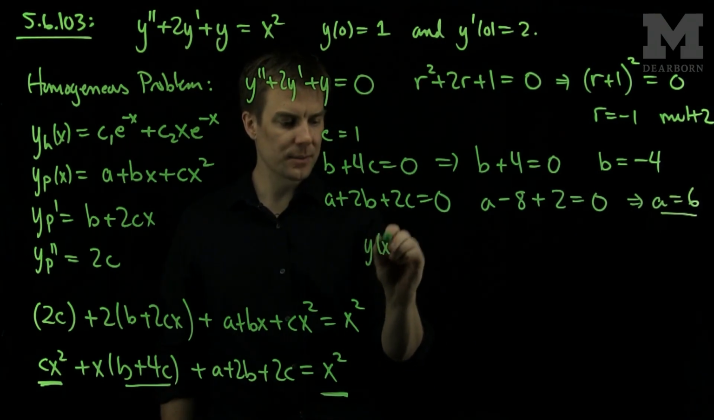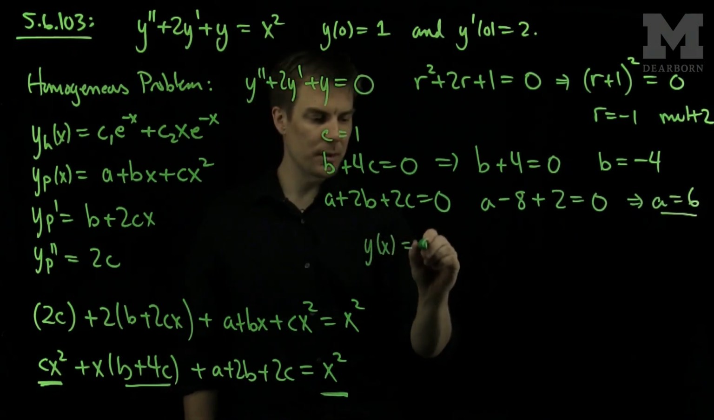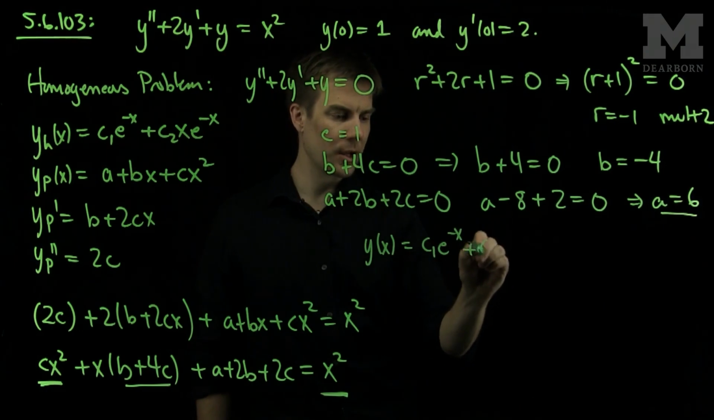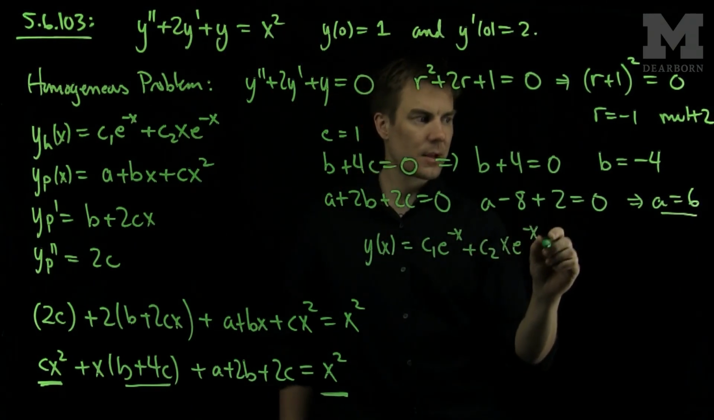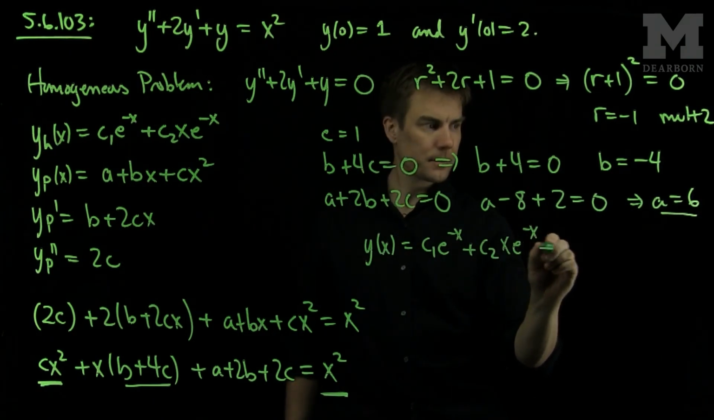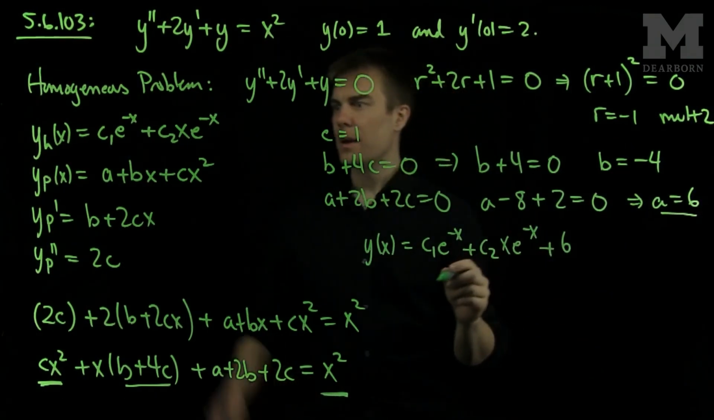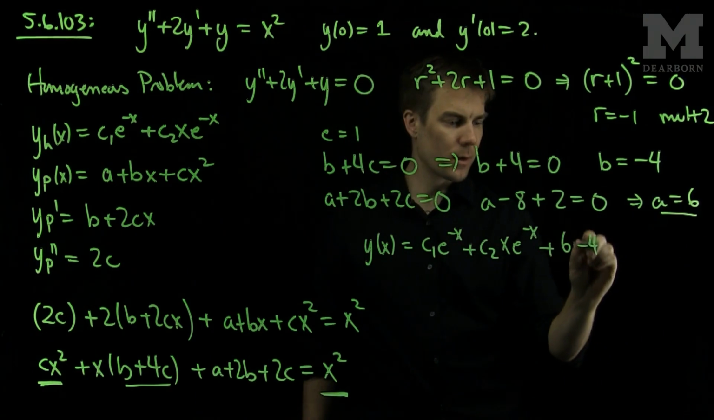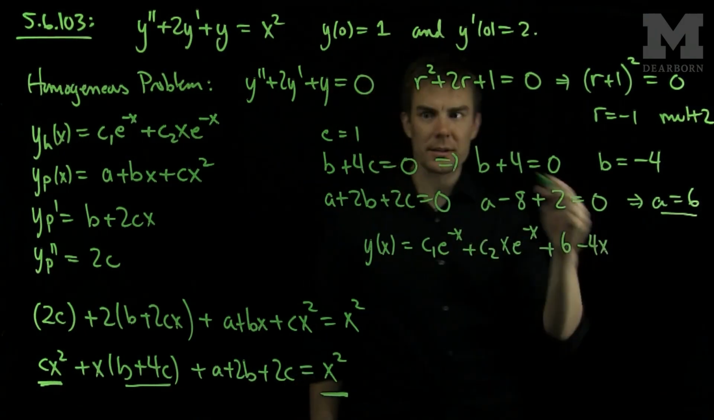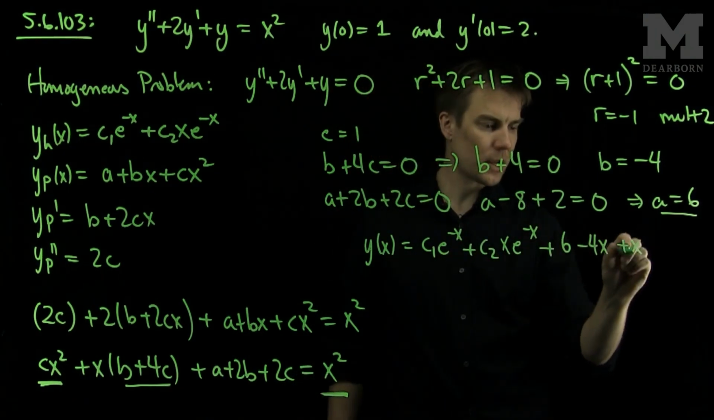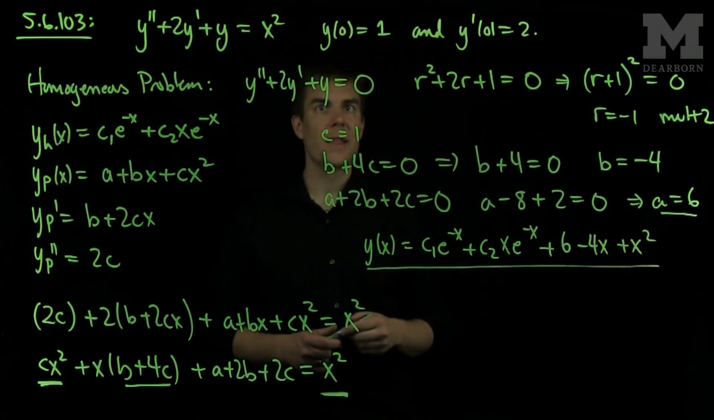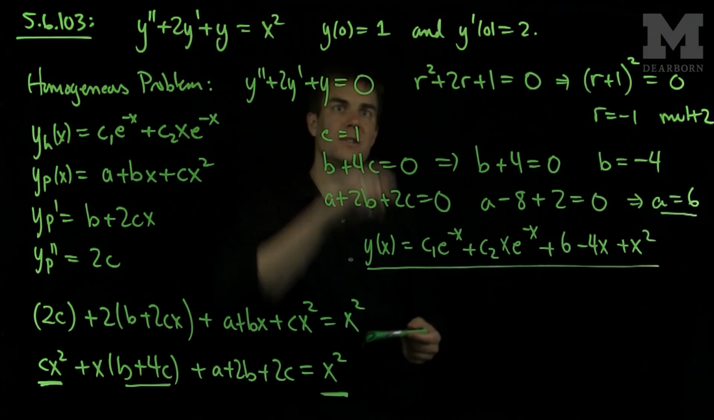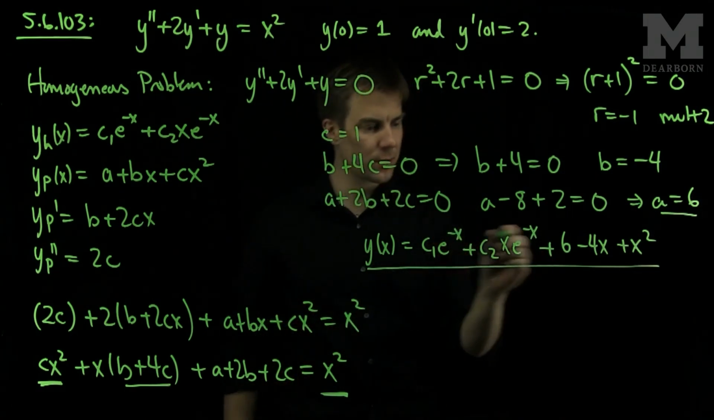y of x is c1 e to the negative x plus c2 x e to the negative x plus a, 6, bx, -4x, and c x squared, plus x squared. This is the solution of our problem without the initial conditions plugged in. Now we'll plug in the initial conditions. When I plug in 0, I have to get 1. So let's plug in 0 to this expression.